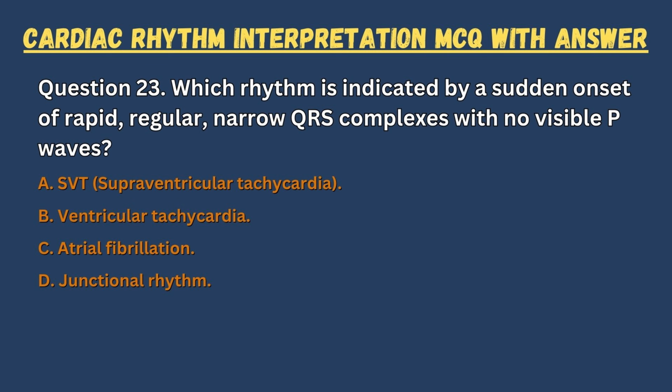Question 23. Which rhythm is indicated by a sudden onset of rapid, regular, narrow QRS complexes with no visible P waves? A. SVT, supraventricular tachycardia. B. Ventricular tachycardia. C. Atrial fibrillation. D. Junctional rhythm.